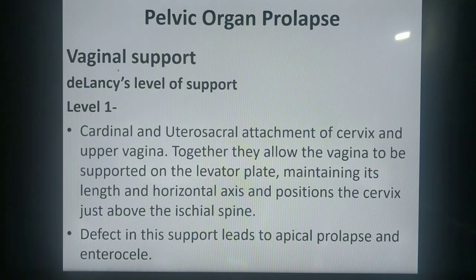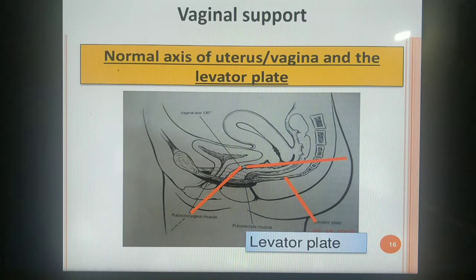Coming to the vaginal support, DeLancey described vaginal support in 3 levels according to the support of the upper, middle and lower 1/3 of the vagina. The upper vagina is supported by the cardinal-uterosacral attachment of the cervix and upper vagina. Together they allow the vagina to be supported on the levator plate, maintaining its length and horizontal axis, and position the cervix just above the ischial spine. Defect in this support leads to apical prolapse or enterocele. This picture shows the normal axis of uterus, vagina and the levator plate.